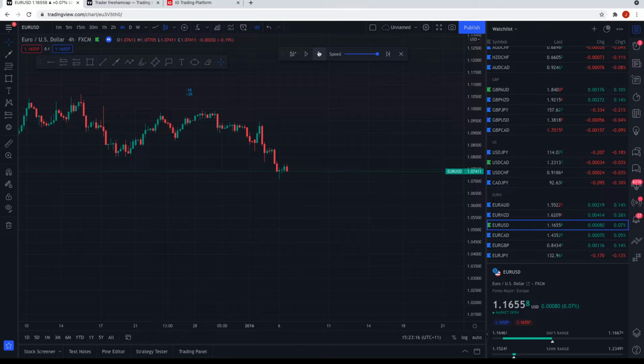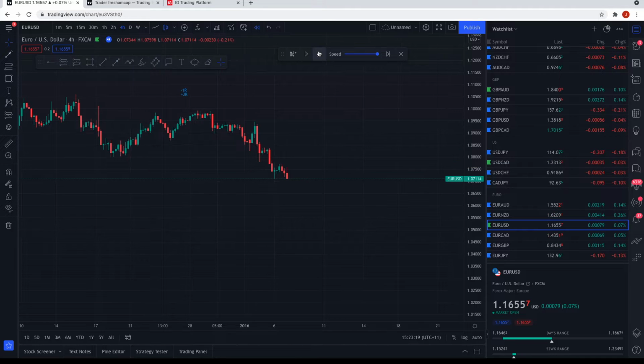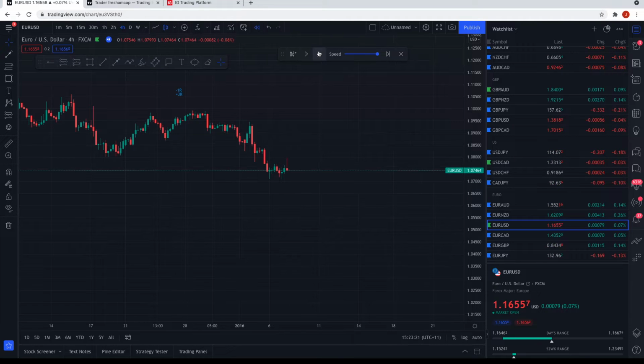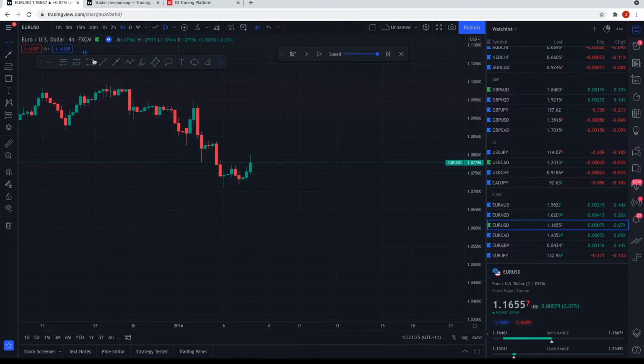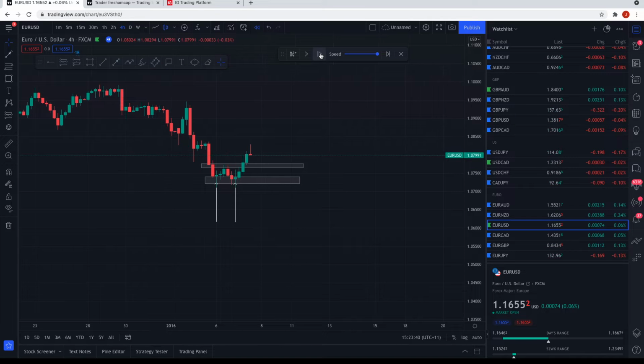Just got to wait for some structure to form that we can trade off. Okay. We do have another setup here where we can see a double bottom forming. So the same as the one we just had, except this time we have a buying opportunity. And then we have this structure level here. So let's see how price reacts.